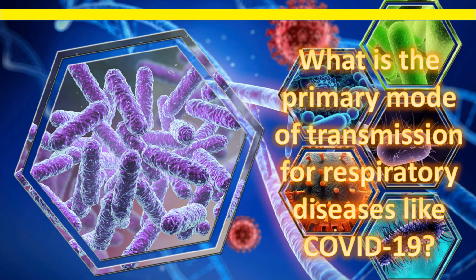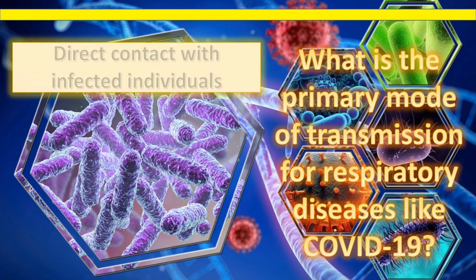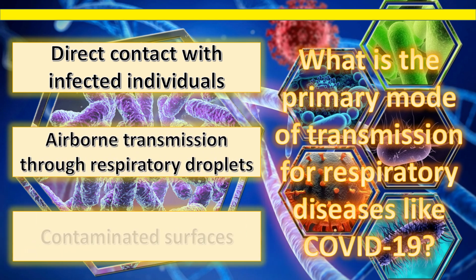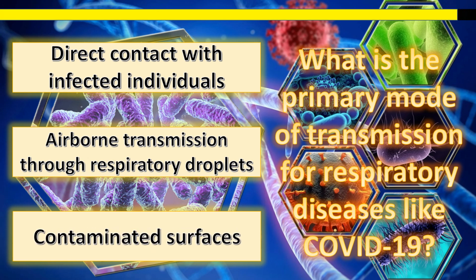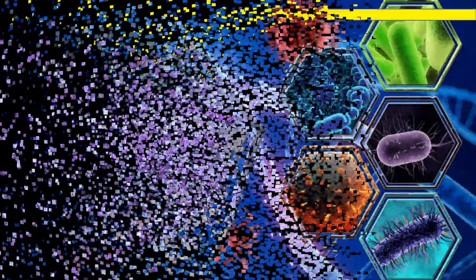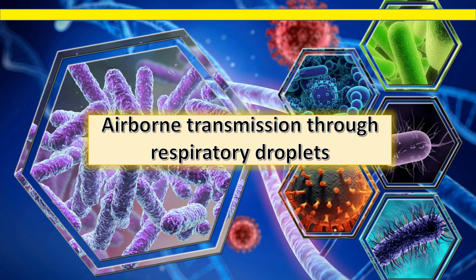What is the primary mode of transmission for respiratory diseases like COVID-19? Direct contact with infected individuals. Airborne transmission through respiratory droplets. Contaminated surfaces. If this was your answer, then congratulations, you did great.